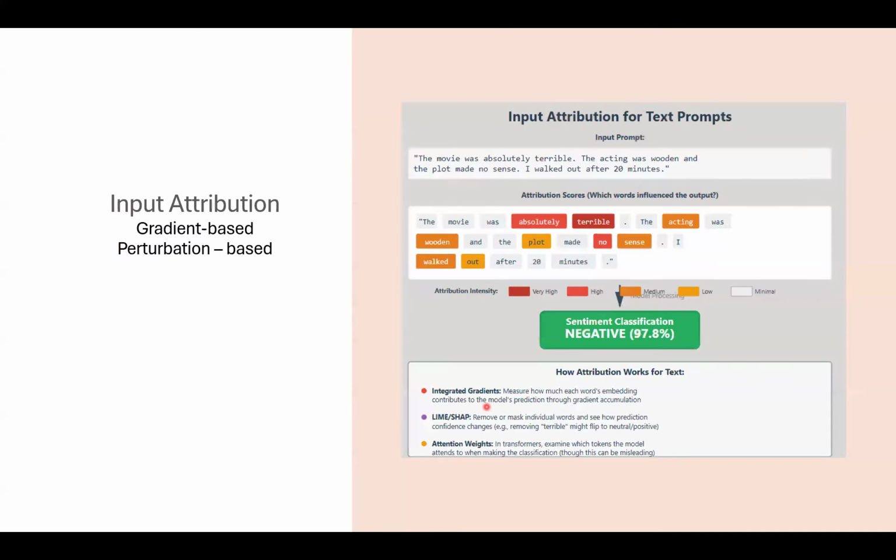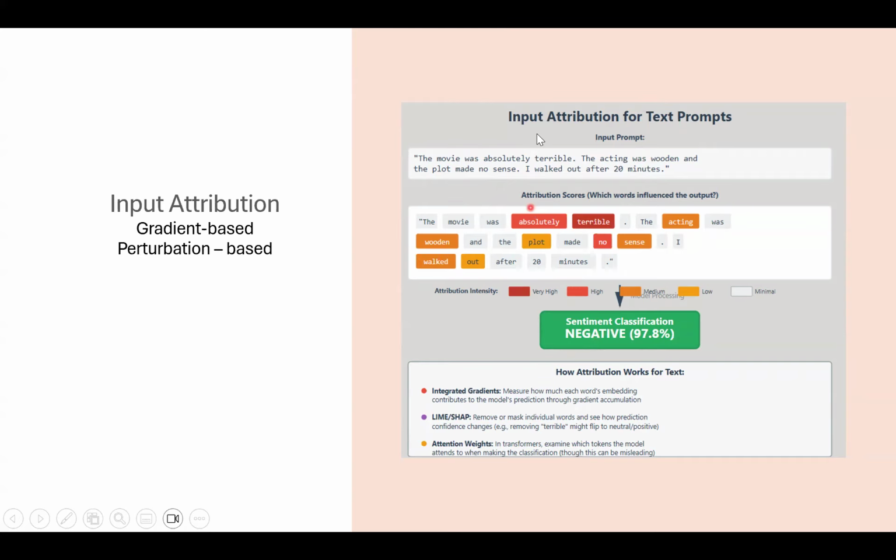So let's talk about behavior localization. First is input attribution. As you can see here, this was your input prompt: the movie was absolutely terrible, the acting was wooden and the plot made no sense, I walked out after 20 minutes. Now your downstream task is sentiment classification, so you would want to classify this as negative, right?